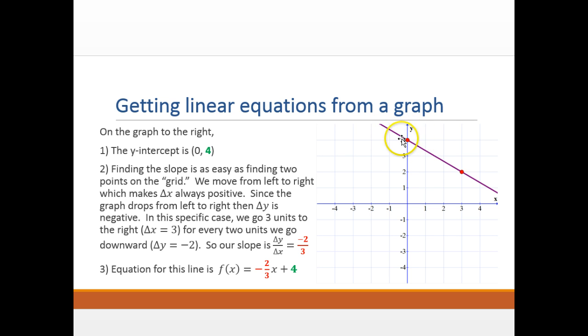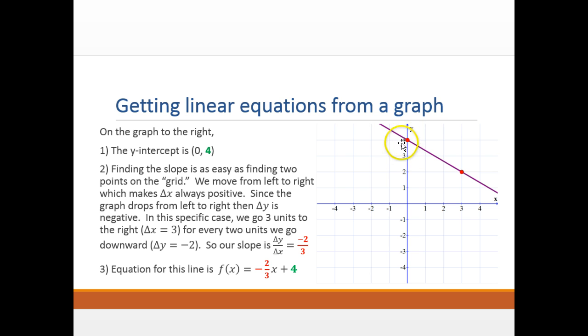And I'm going to move from this leftmost point to the rightmost point. The reason I do that is moving left to right, if you go left to right, your delta x is always positive. That way all you have to do is worry about going up and down. Well, I know delta x is 3 because I'm going from the y-axis all the way over to this point, which is 3 away. My delta y is negative because I'm going down 2 units. I'm going 4 down to 2. So therefore our delta y is negative 2. Our delta x is 3.